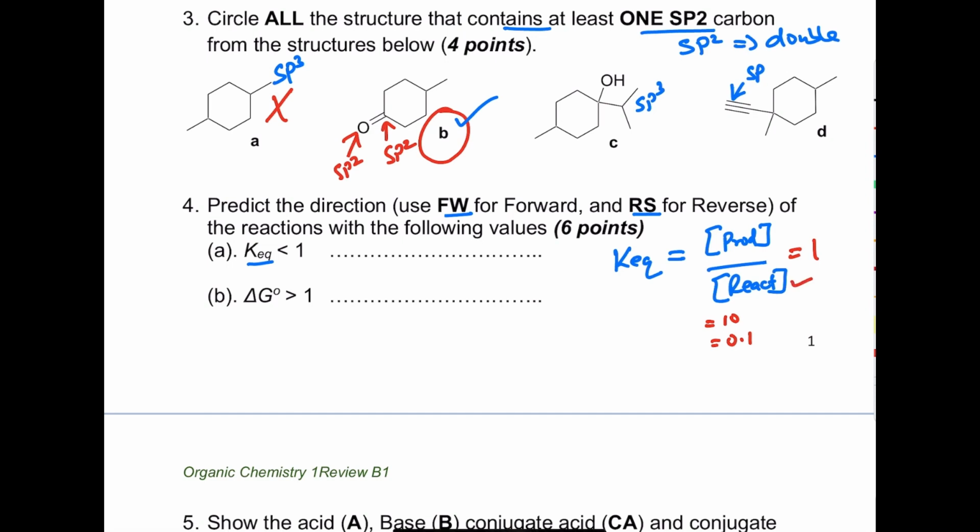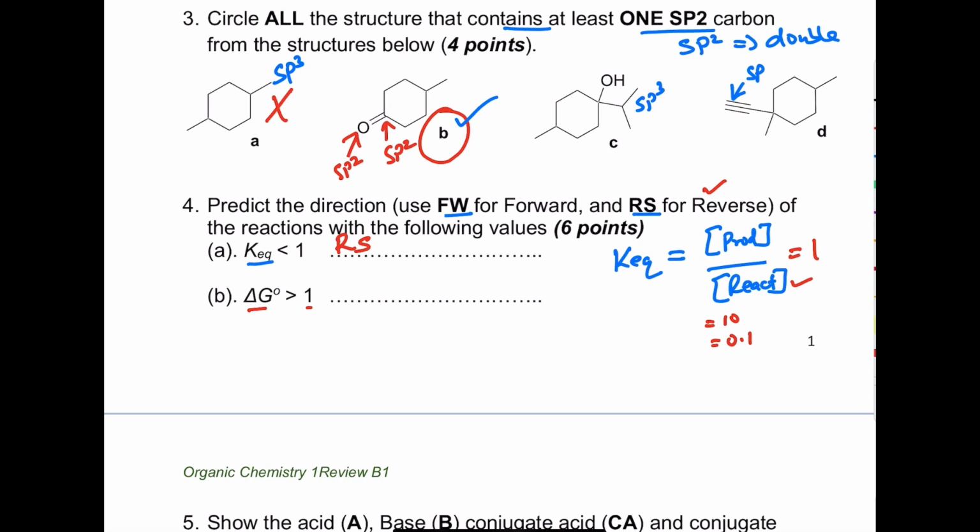Now looking at this first one, the Keq is less than 1, so that means the denominator here is much bigger, so you have more reactant, and therefore the reaction favors the backward reaction, so that's going to be reverse reaction favored. Number 2, delta G is greater than 1.